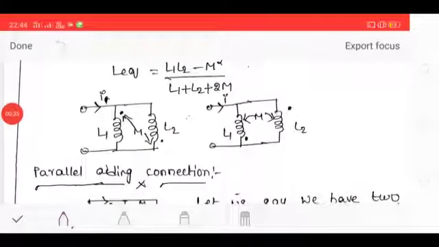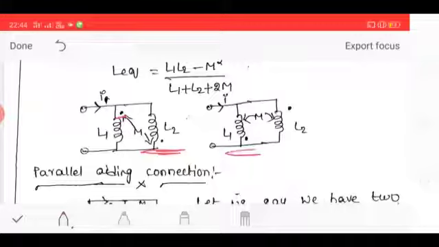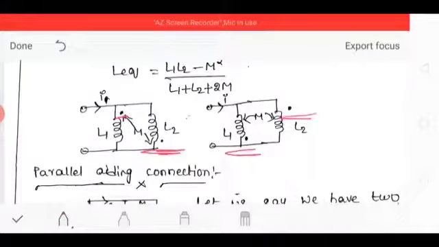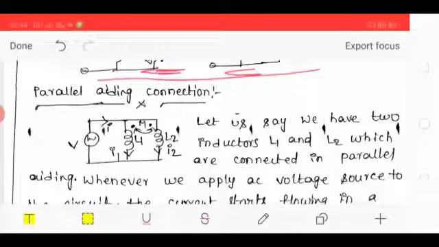Okay, next, these two circuits are connected in parallel opposing connection. In the first coil, at this point current enters, and in the second coil, at this point the current enters, or in the first coil current enters at this point, and in the second coil current enters at this point. So these two circuits are parallel opposing connection examples. Next, parallel aiding connection equivalent inductance derivation. So this is the given circuit.